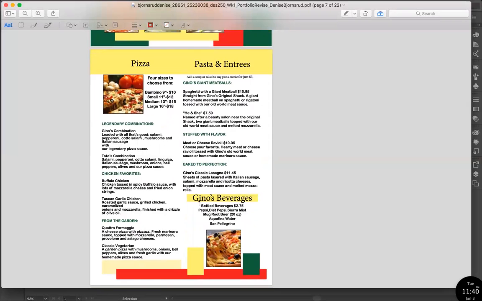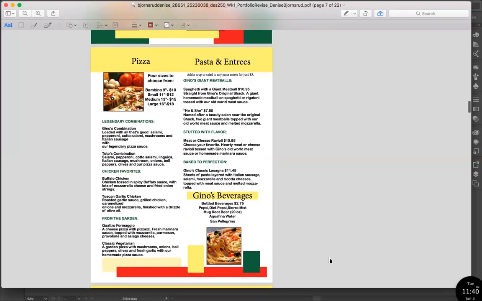Now here in Gino's Beverages, I'd give a little more height to the yellow tab behind it so that there's a little bit of padding on the top and the bottom of this text, rather than it being aligned right at the top and bottom of the text there.